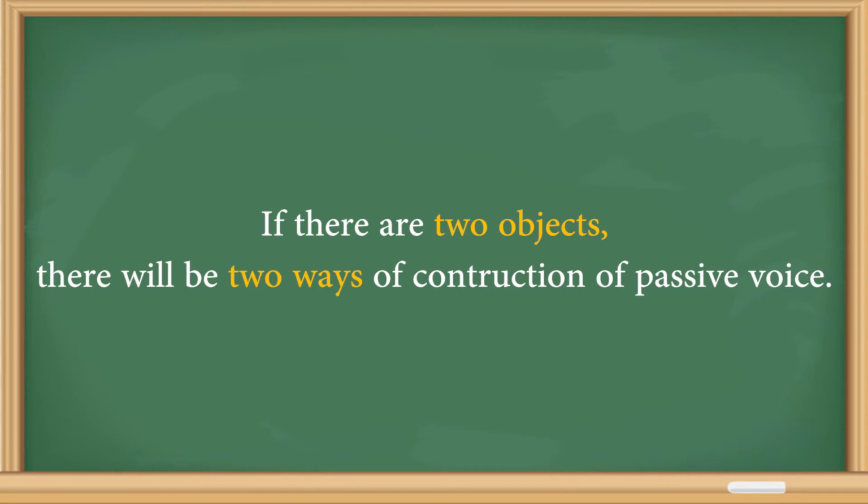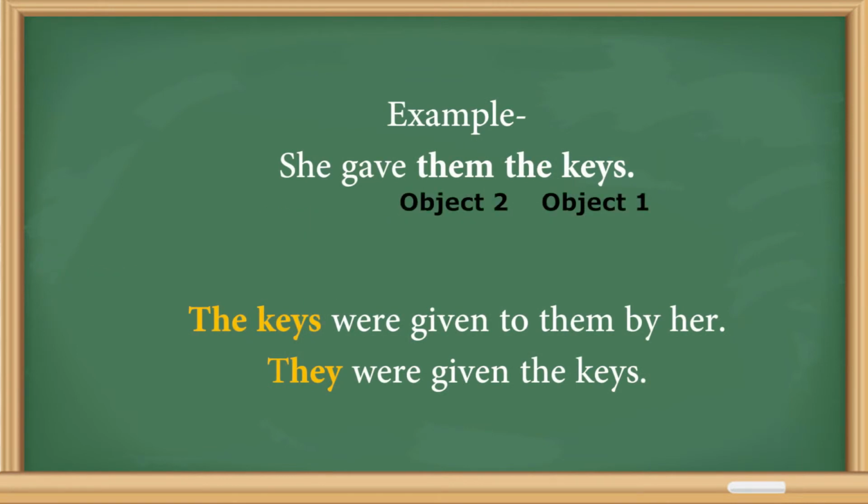In examination, many times you get a question where there will be two objects. If there are two objects, there will be two ways of constructions of passive voice. See the example. First example, she gave them the keys. Here there are two objects. How to decide the object? Very simple. First ask the question what to the verb. She gave what? The answer is the keys. This is object number 1. Then ask to whom. She gave to whom? Answer is them. This is object number 2.